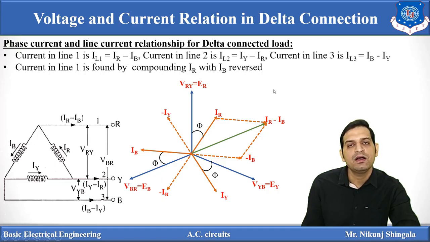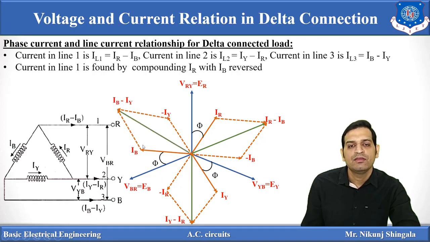Similarly, IL2 is a phasor sum of IY and IR reverse. So this is a diagonal. This will give the resultant current, that is IL2. And IL3 is IB minus IY. So here we can also find the value of IL3 using the parallelogram. Now the diagonal of all the parallelograms gives the line current.